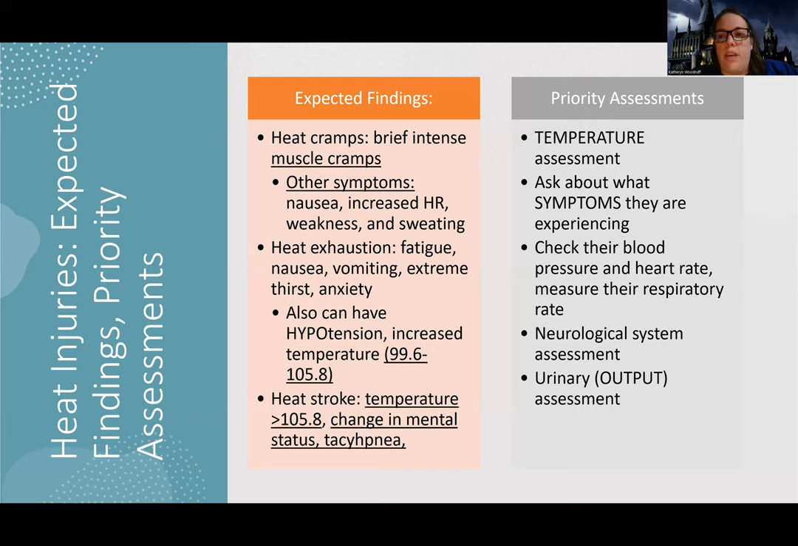So my priority assessments, of course, are going to be to take a temperature, ask them about the symptoms they're experiencing, and check their blood pressure, heart rate, and respiratory rate. That neurological assessment is really key because it helps differentiate when things are getting worse. You want to make sure their mental status is stable or improving. If it's getting worse, they could be leaning towards heat stroke.